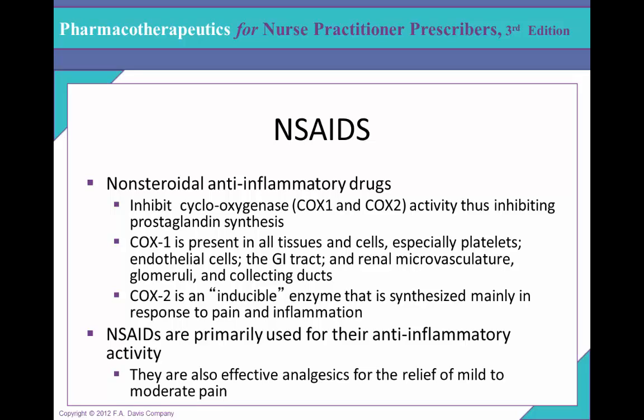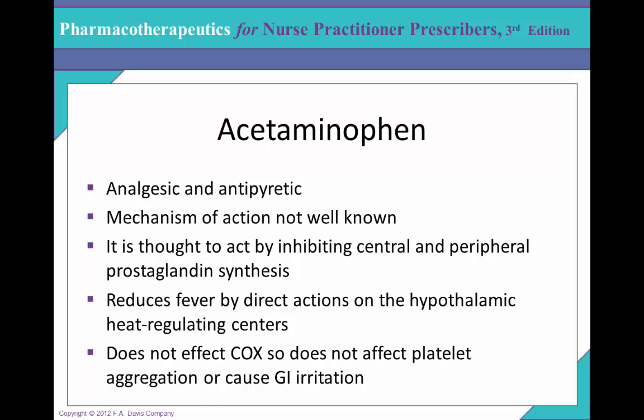COX-1, as you recall in pathophysiology, is present in all tissue cells, platelets, endothelium, GI tract, renal vasculature, glomeruli, and collecting tubules. So if you use a COX-1 inhibitor, it would give you more GI distress. COX-2 is an inducible enzyme that is synthesized mainly in the macrophages in response to pain and inflammation. So if you inhibit COX-2, it would give you less GI distress. Tylenol, the mechanism of action is not well known, but it's thought that it inhibits central and peripheral prostaglandin synthesis. It's used as an analgesic and an antipyretic, reduces fever, reduces pain as well. It does not have any effect on the cyclooxygenase pathway.